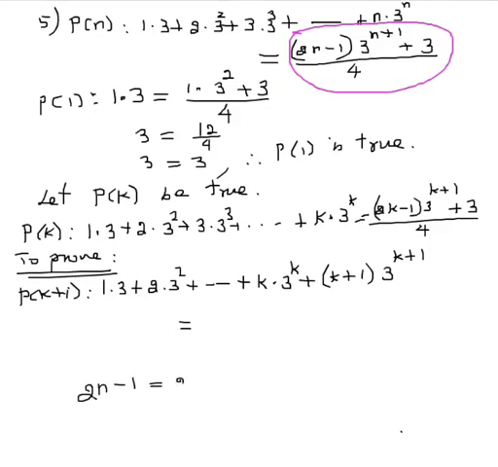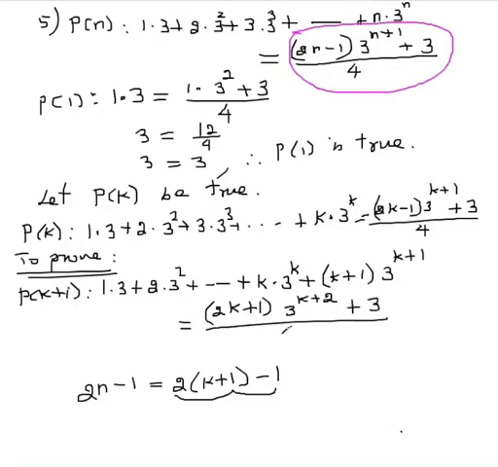2n minus 1 will become 2 times k plus 1 minus 1. So it becomes 2k plus 2 minus 1, 2 minus 1 is plus 1. And 3 power n plus 1 will give you 3 power k plus 2, plus 3 divided by 4.